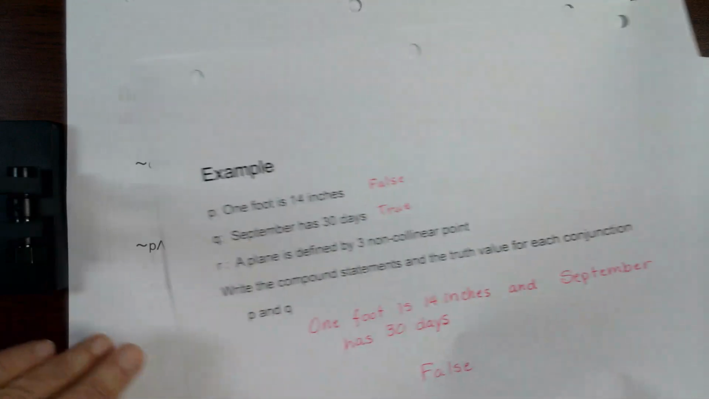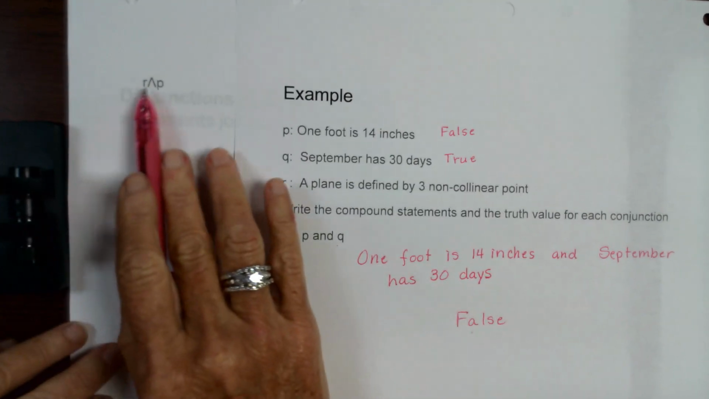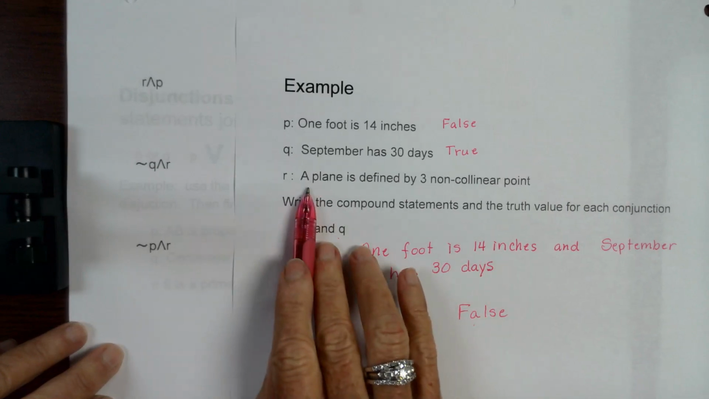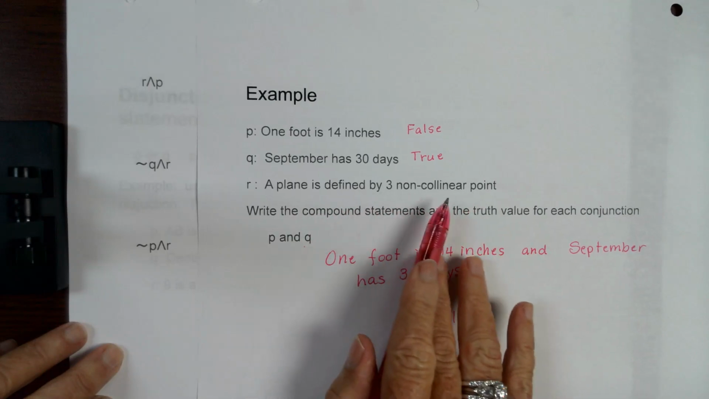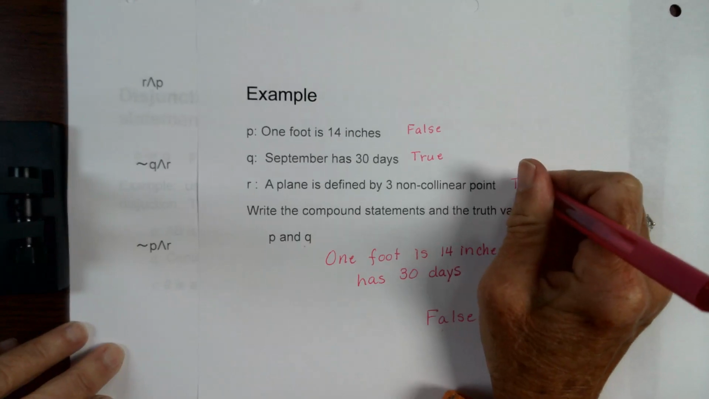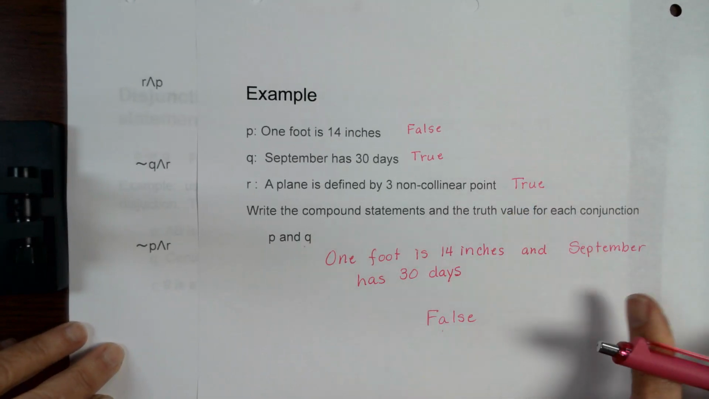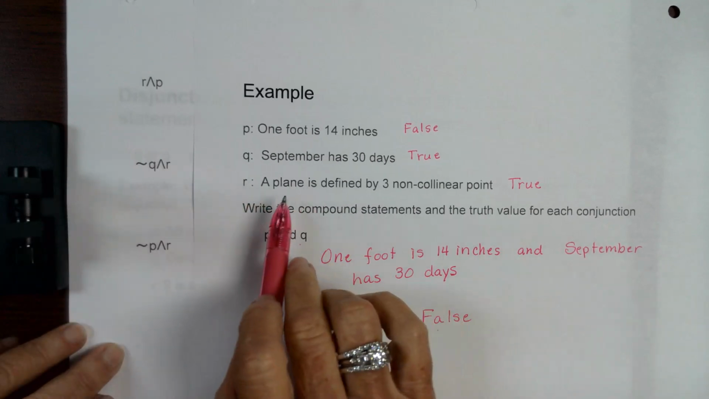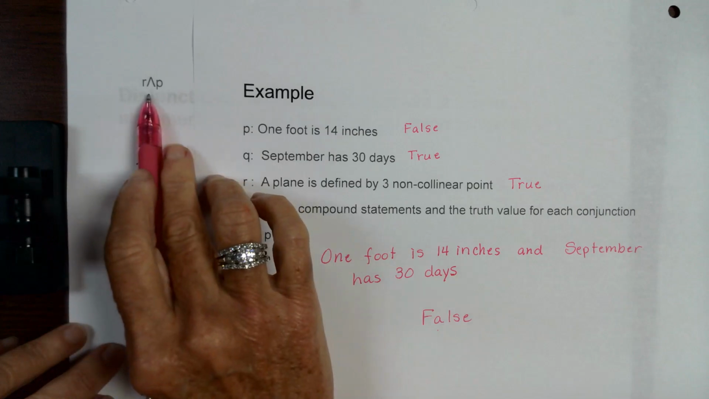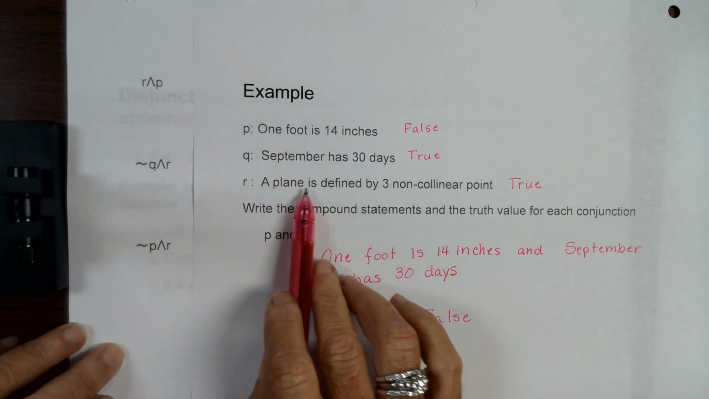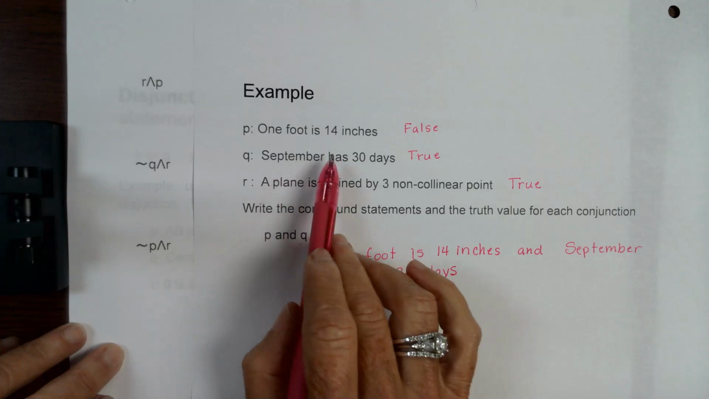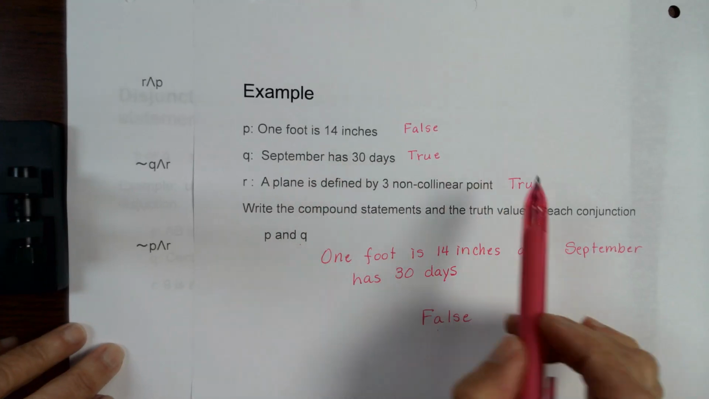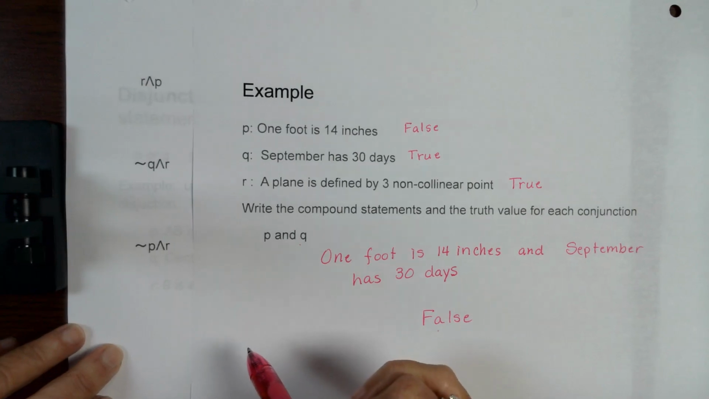All right, let's do a couple more and we'll keep referring back to this. We've got R and Q. R is, I have to figure out if it's true or not, a plane is defined by 3 non-collinear points. That is a true statement. That's how we defined it. So R and Q reads: a plane is defined by 3 non-collinear points and September has 30 days. That's true because they're both true.